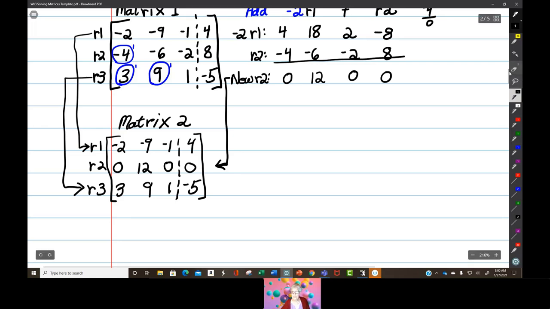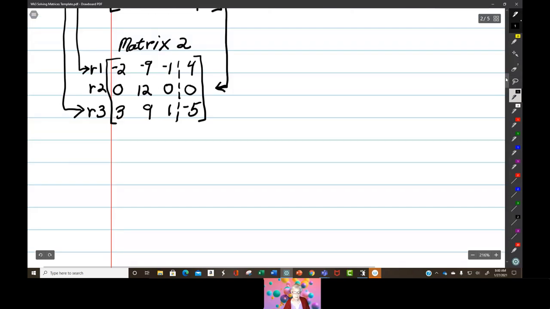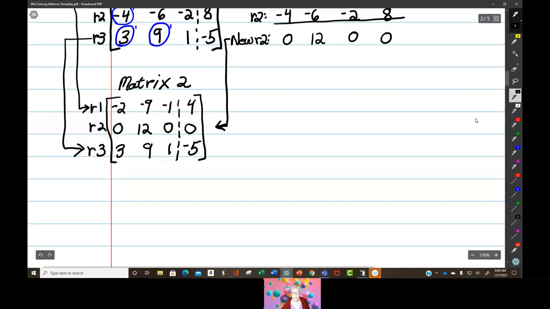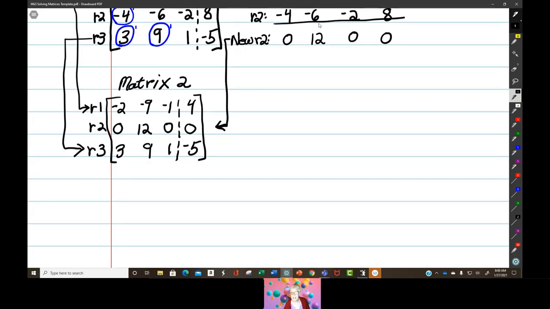Okay, I have my 0 where I want it. The third row operation is, yes, you can take this answer row and substitute it for row 2. Gauss proved it was true. Okay, now we're going to change this 3 to a 0 by using row 1 and row 3.